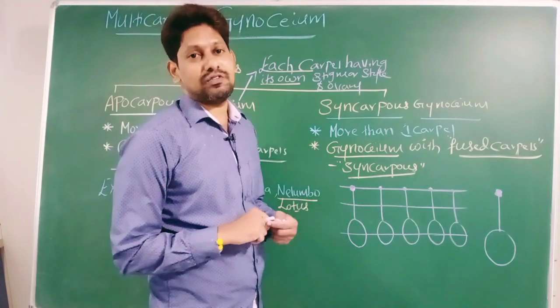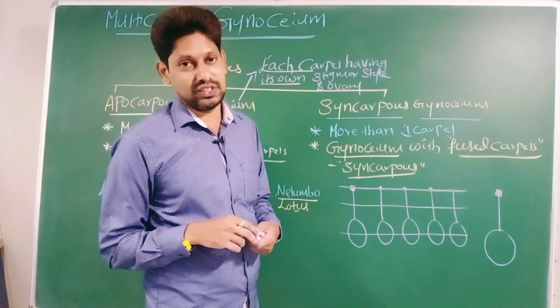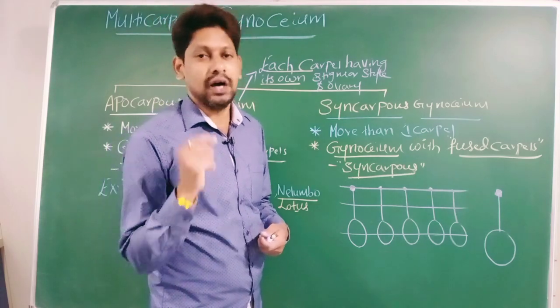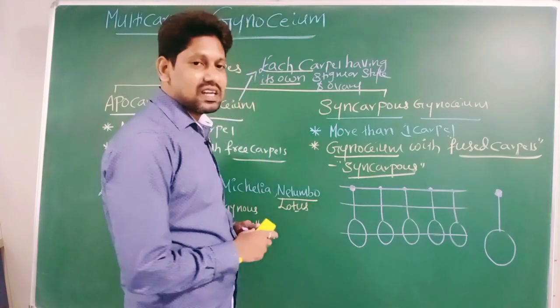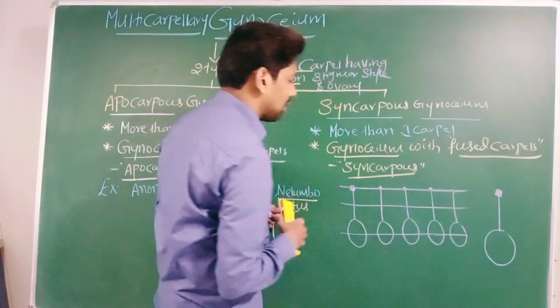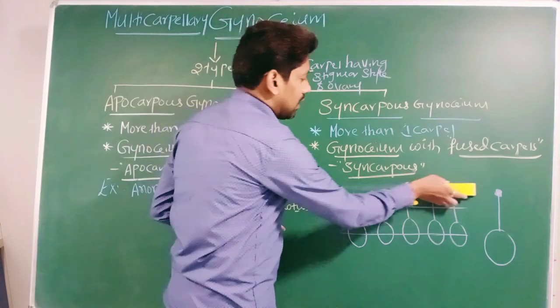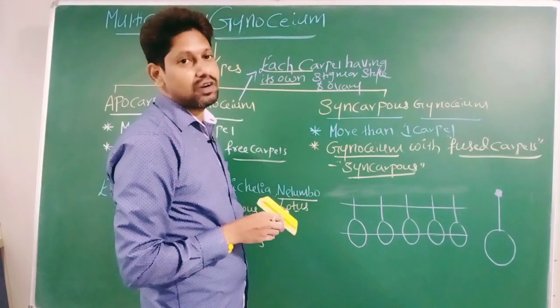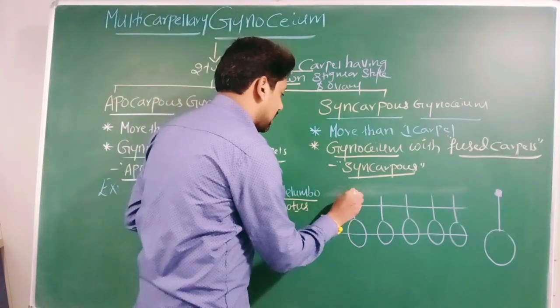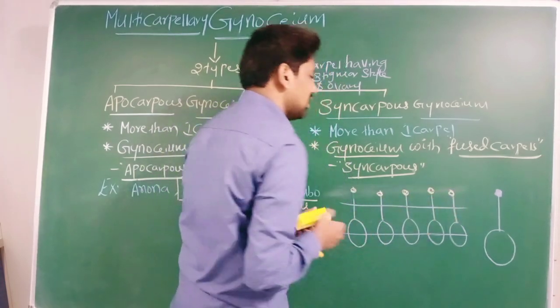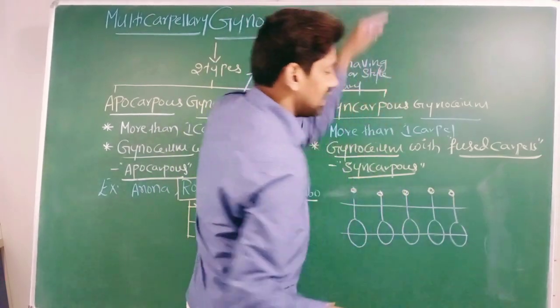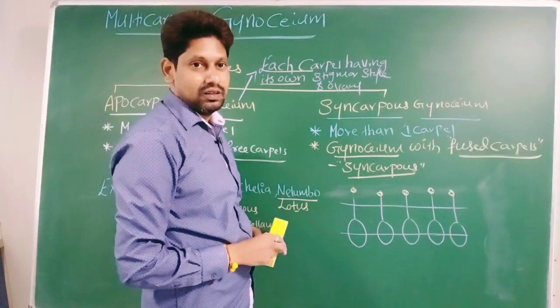Whereas in the case of China rose, what happens? In China rose, 5 carpels are present. See the diagram once. In China rose, how many carpels are there? 5 carpels are there.